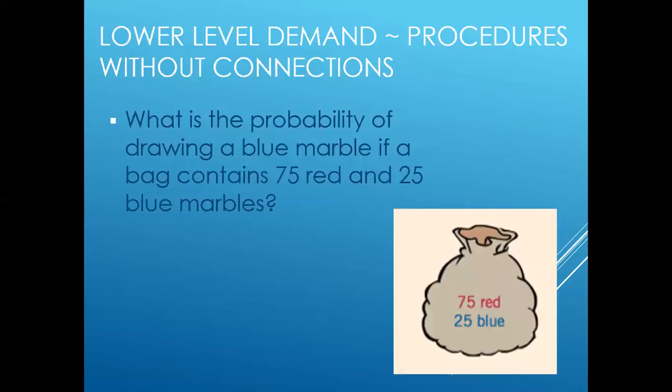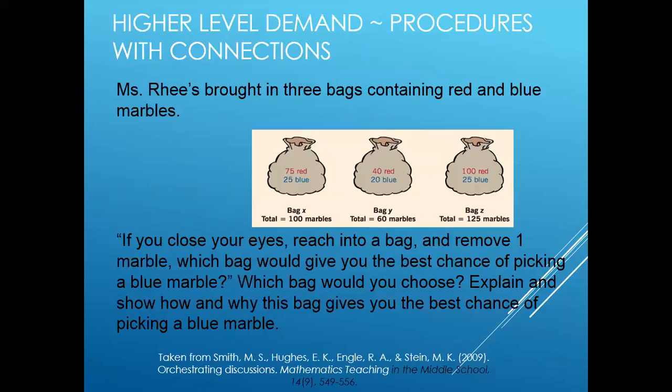So here might be a little bit of that lower level. We are trying to give you ideas of what might be a lower level task versus a higher level task. This one we came up with for middle school: the probability of drawing a blue marble if you have a bag containing 75 red and 25 blue marbles. So then I'll have you talk to this one.